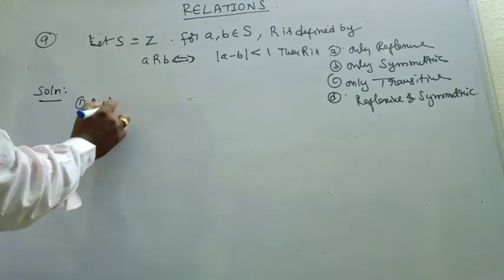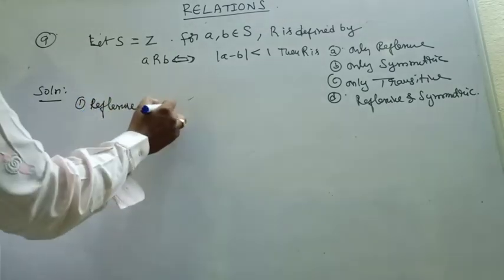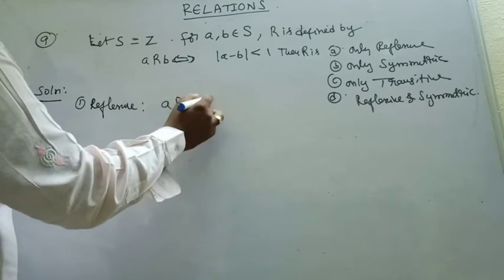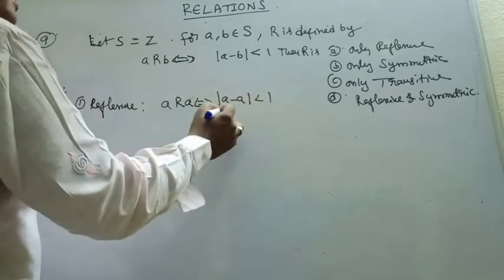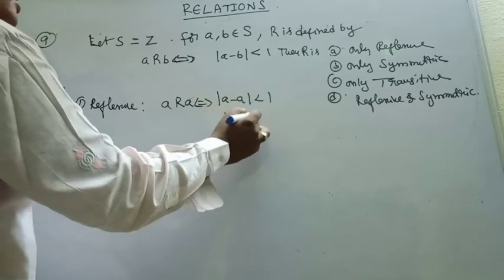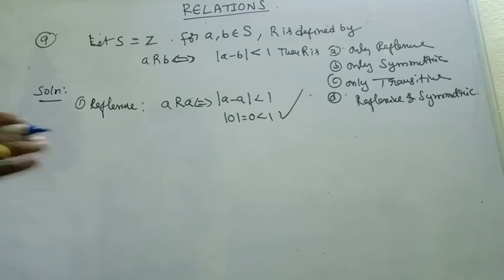Now see my dear students, reflexive means we should prove that A related to A. That means modulus of A minus A is less than 1. That means modulus of 0, that is 0. 0 less than 1. This is true. That means it is reflexive, no doubt in it.